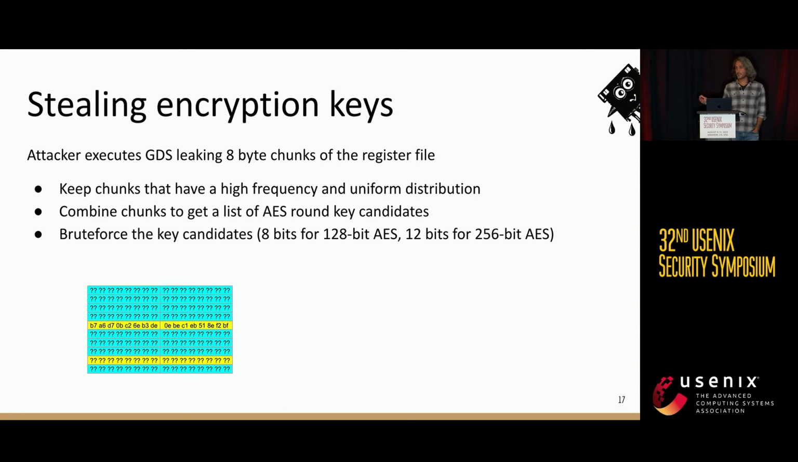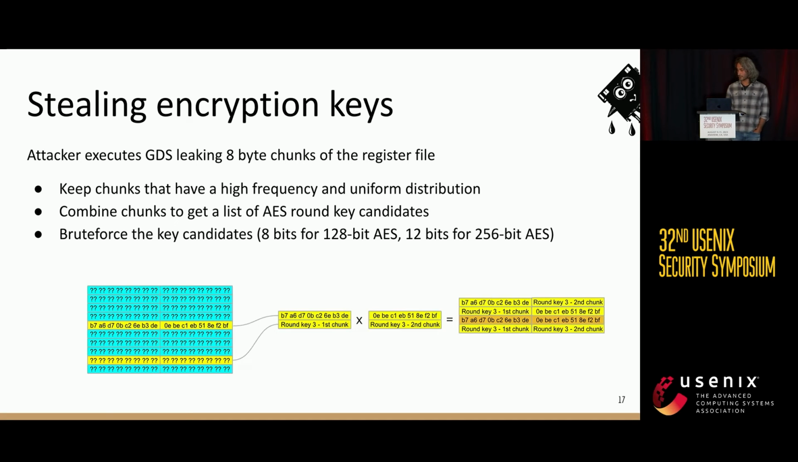And this looks something like this. Imagine we have 2 round keys in the register file, and the same applies if we have 10 round keys, which is the AES 128-bit. We leak the first 8-byte chunks, then the second 8-byte chunks, then we mix and match them, and we have 4 candidates, and then we brute force that.